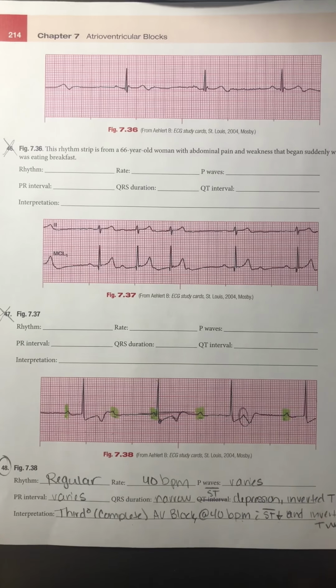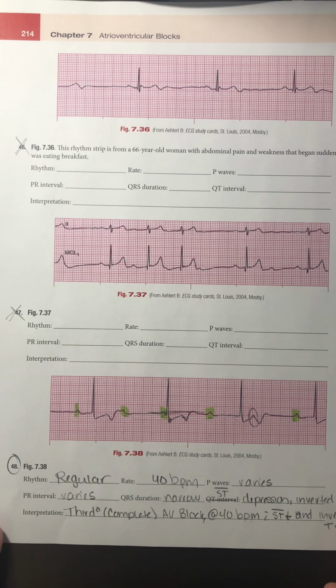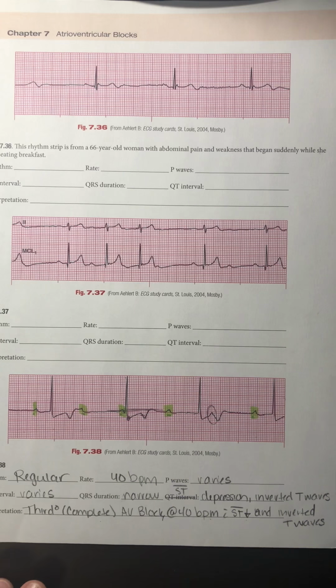Right, on the next page, again, we're going to be looking at that last rhythm. It's number 48, or figure 7.38. I'm going to slide this over so we can see my whole rhythm interpretation. I have some things highlighted already here, so we'll go through it.